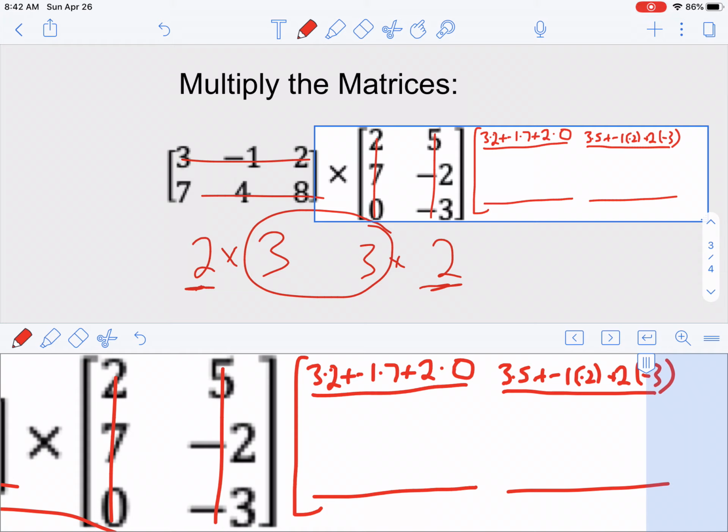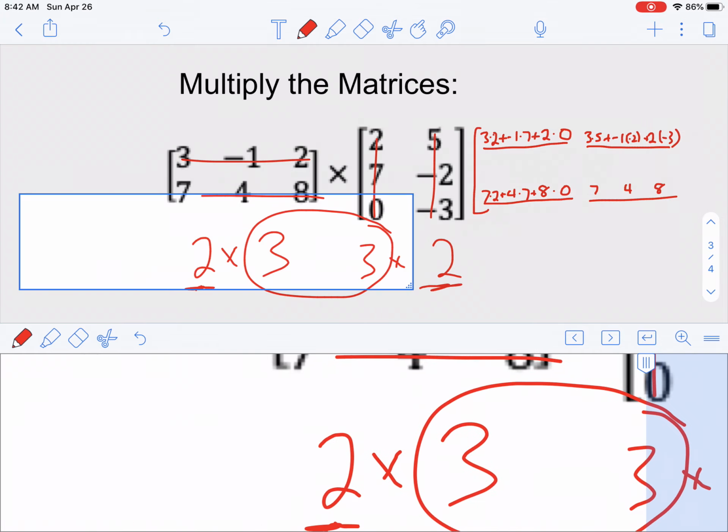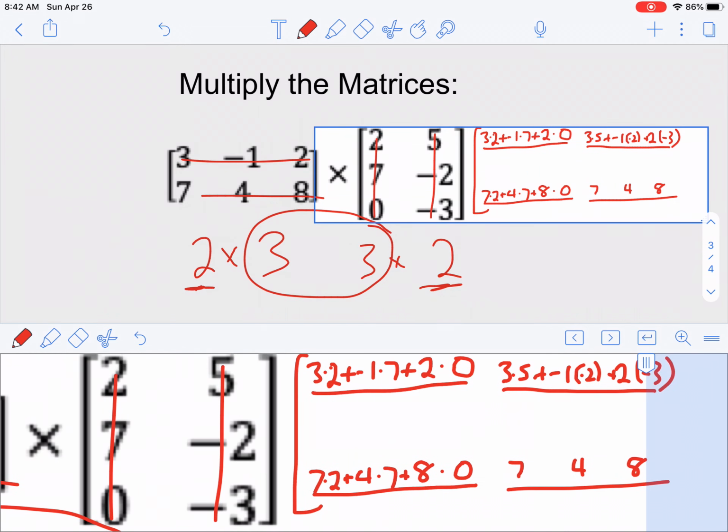Next, second row, first column. The second row is 7, 4, 8. First column is 2, 7, 0. And then we add those together. And then the last one, second row, second column. Second row is 7, 4, 8. Second column is 5, -2, -3.